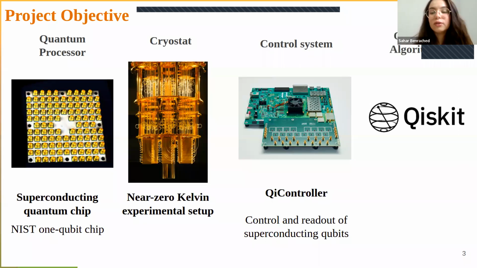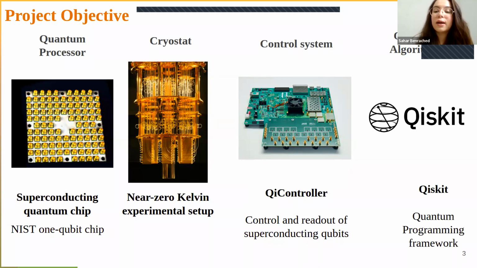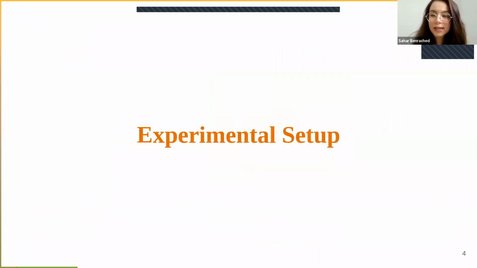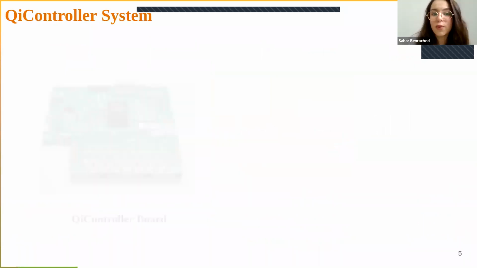At a higher level, we will need the quantum framework or programming language that we will use in order to design our operations and our algorithms. In my work, I will be using Qiskit for this purpose. Qiskit is a quantum programming framework developed by IBM. The main objective of my work is to add the QiController as an external hardware provider to Qiskit so that any quantum processor that is commanded by the QiController would enable the execution of algorithms designed using Qiskit at a higher level. So, starting by presenting our experimental setup, this is the QiController system.